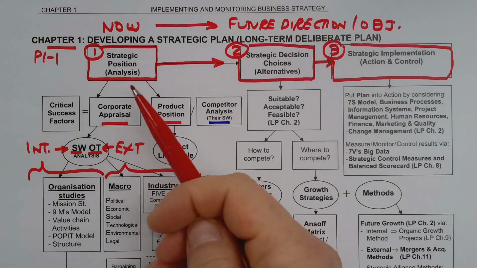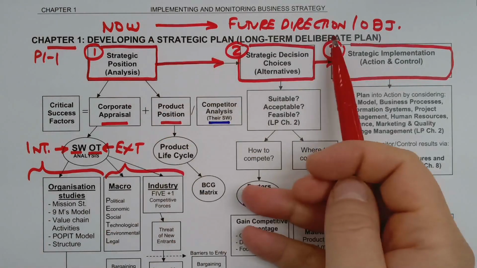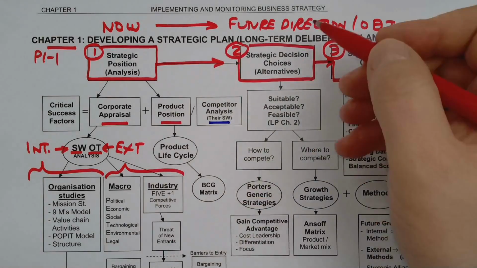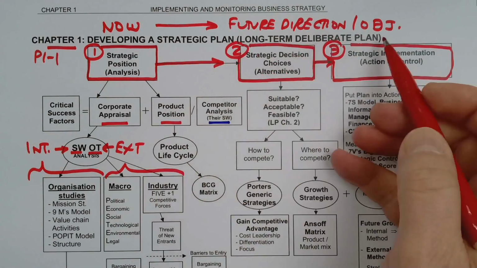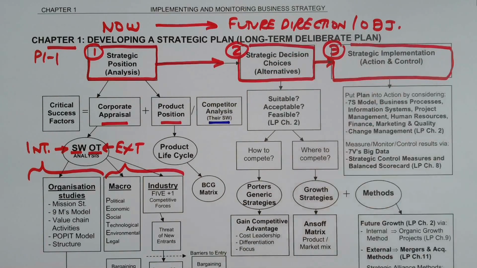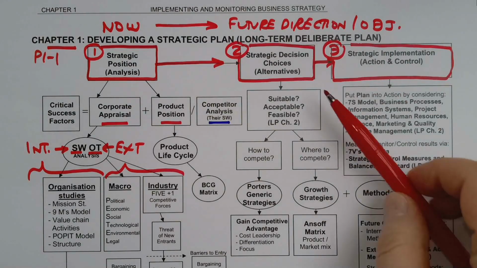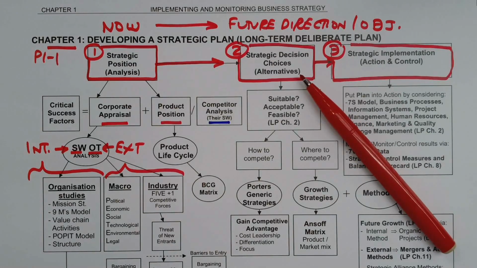All of this first stage here, it's giving us this. It's allowing us to think about, where do we want to go? Where's the future direction? Then we need to start thinking about ways of getting us to where we want to go. These are our strategic decision choices.